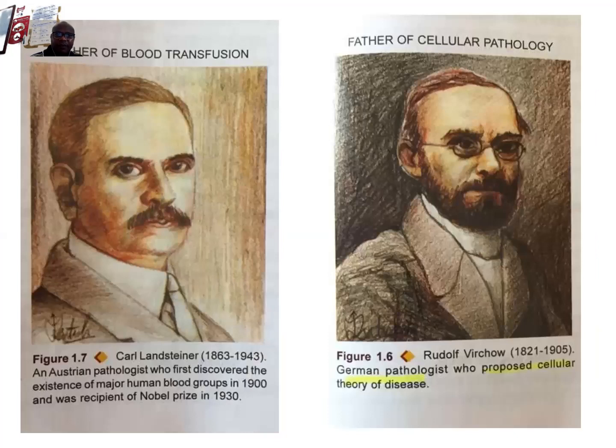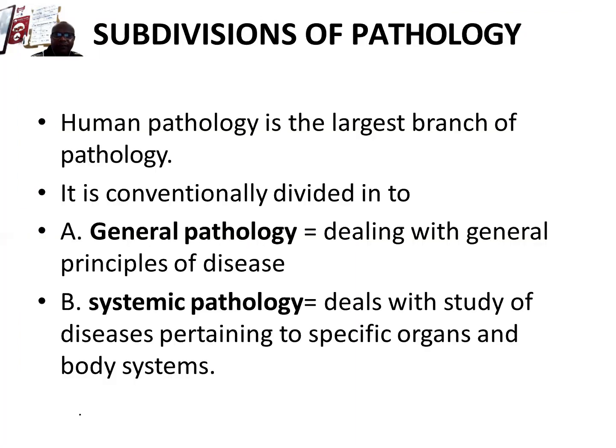We have the father of brain transition, Carl Rokitansky. We have the father of cellular pathology, Rudolf Virchow. Those are some of the great people who contributed to what we are learning today, and we have to respect them because they made a lot of contribution.